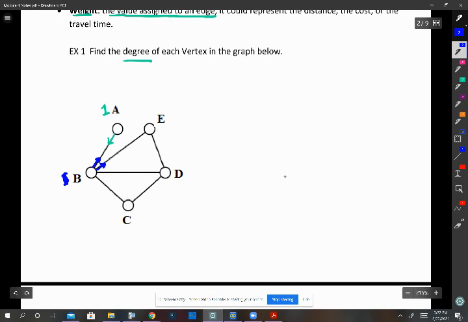Well, pretend this is a degree 4 because there's 4 lines coming off of it. C is a degree 2 because there's 2 lines coming off of it. D is a degree 3 because there's 3 lines coming off of it. And then E would be another degree 2 because there's 2 lines coming off of it. And so that's all you do with degrees.